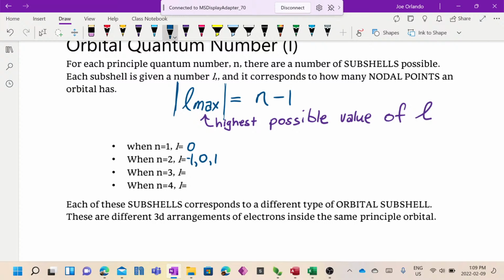In other words, in the second orbital, how many streets or houses are there on that street? How many suborbitals fit on the second orbital? 3. The negative 1, the 0, and the positive 1.